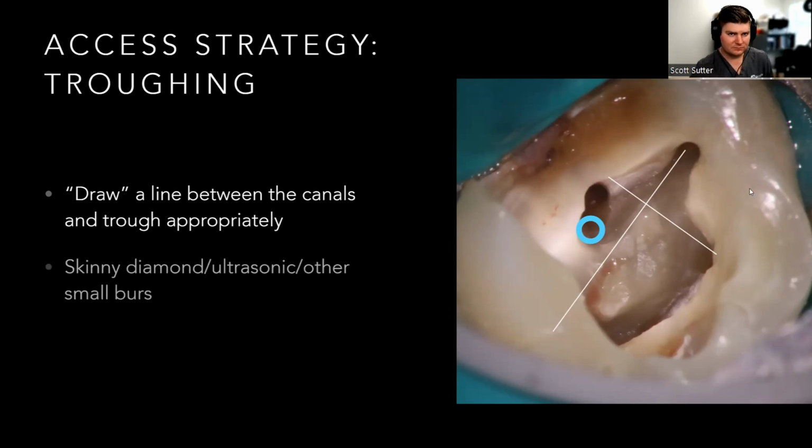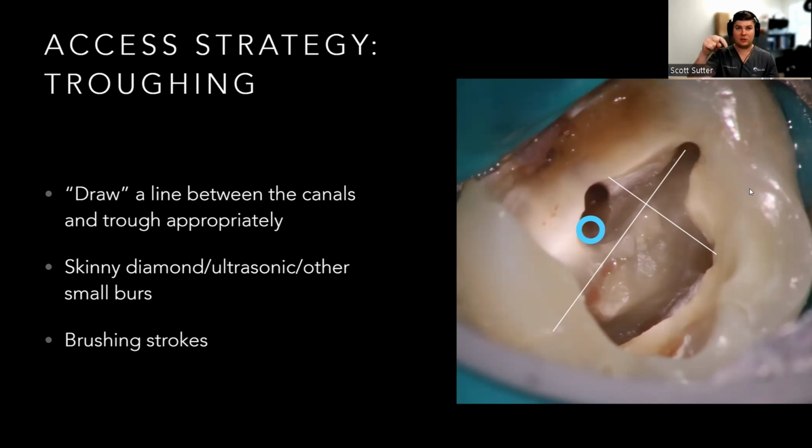Cool. Okay. You can use whatever you want. I am a fan of high speed, so I use a skinny diamond for like 99% of these. If it gets deeper, I'll switch to ultrasonics. I'll show you which ultrasonics I like to use at the end here. You can use Munts burs. You can use whatever you want. Pick your poison, pick your favorite one.